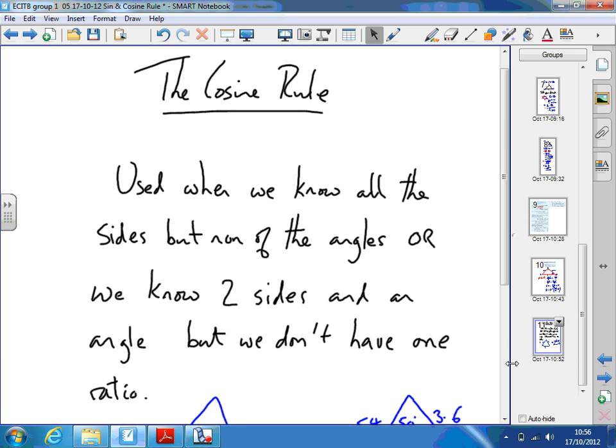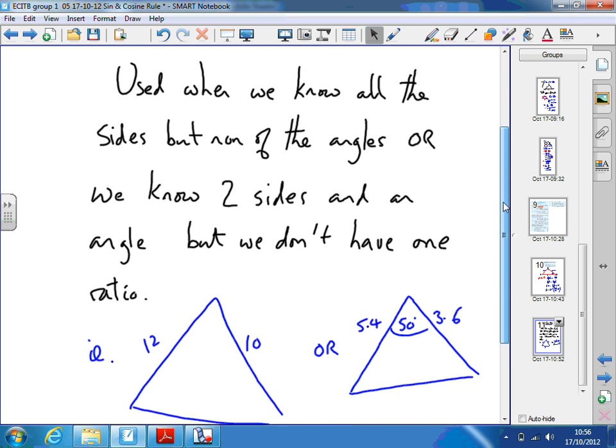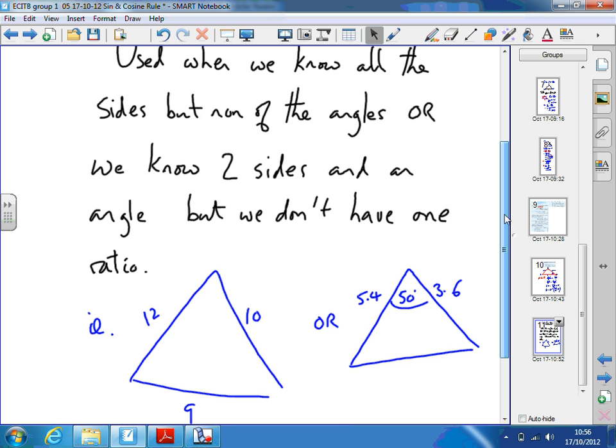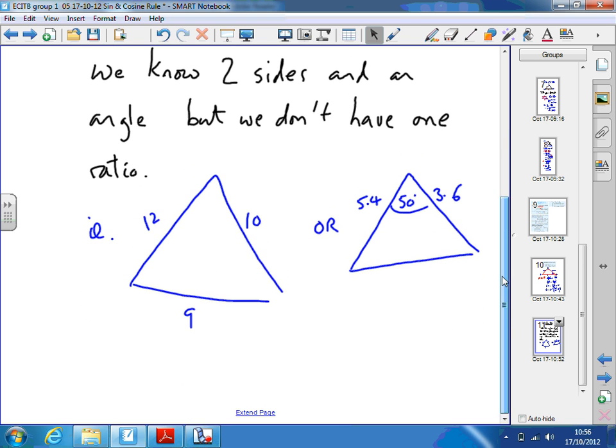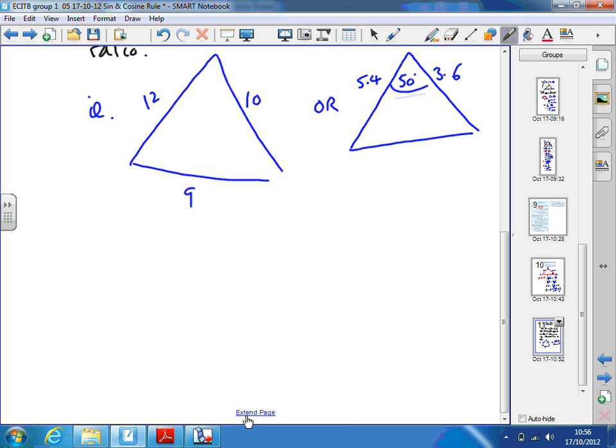Record this then. The cosine rule is used when we know all the sides but none of the angles, or we know two sides and an angle, but we don't have one of the ratios. For example, in this one we know all three sides but none of the angles, or we know two sides and one angle but none of them give you a ratio. In these examples we use the cosine rule, and here is the cosine rule.